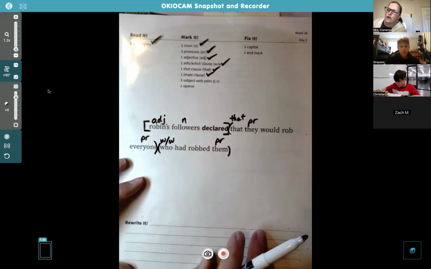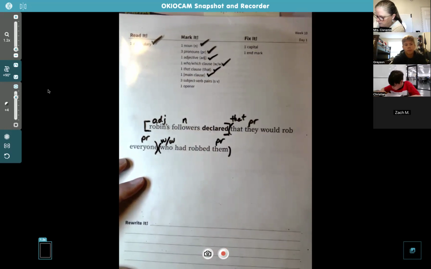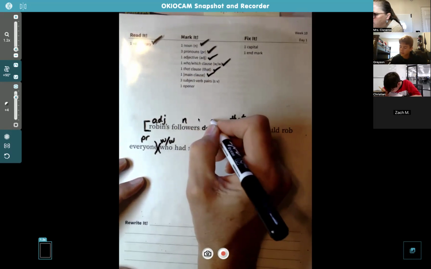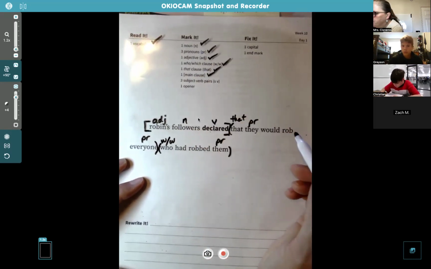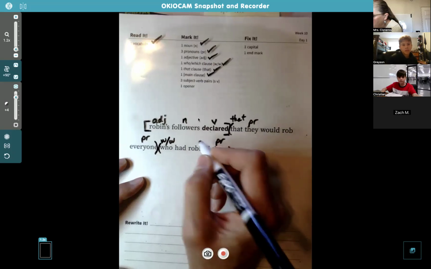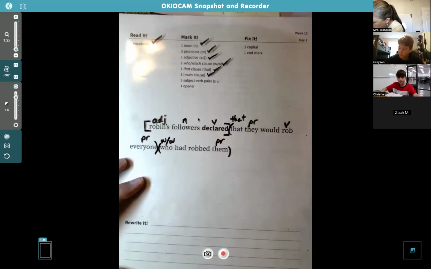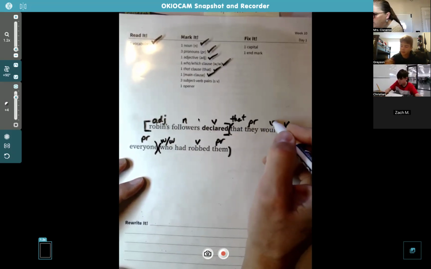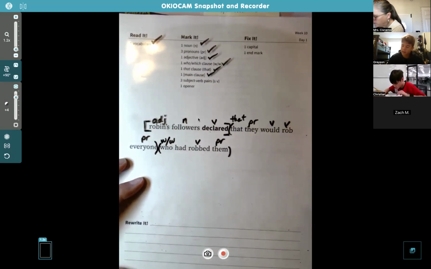Subject verb pairs. So Grayson, where are the verbs at? Declared. Good. Declared is one. Go ahead and mute Christian. Where's another one? Rob. Yep. Yes, this one, Rob. Robbed. Yes, robbed. There's a couple of helping verbs in here too, right next to the verbs. Would. Good. Would. Had. Yes, you got it. That's all of them. Good job.